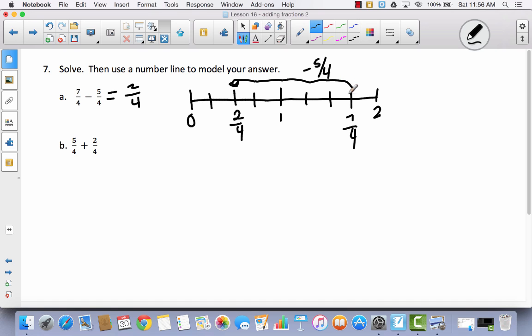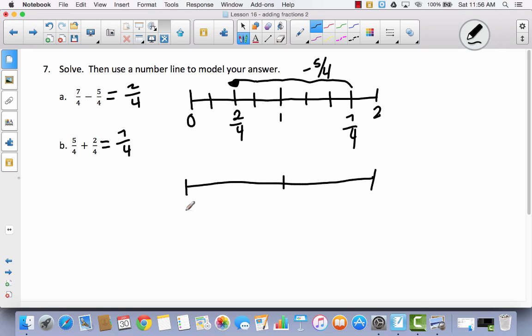So you can see on the number line, when you're using the backwards arrow and you're going backwards, that means you're taking away. All right, so now let's use a number line to show the addition. Again, we're going to solve first. 5/4 plus 2/4 equals 7/4. You'll notice that we have the exact same digits here. These fractions belong to the same fact family. If 7/4 minus 5/4 equals 2/4, then 5/4 plus 2/4 equals 7/4.